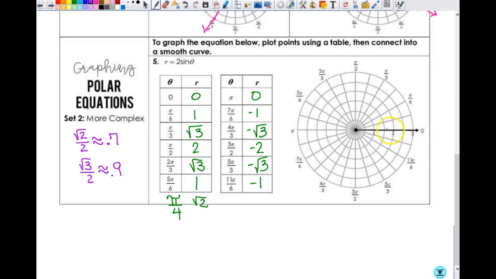When theta is 0, my radius is 0, so I have a point right here on the pole. When theta is pi 6, my radius is 1.